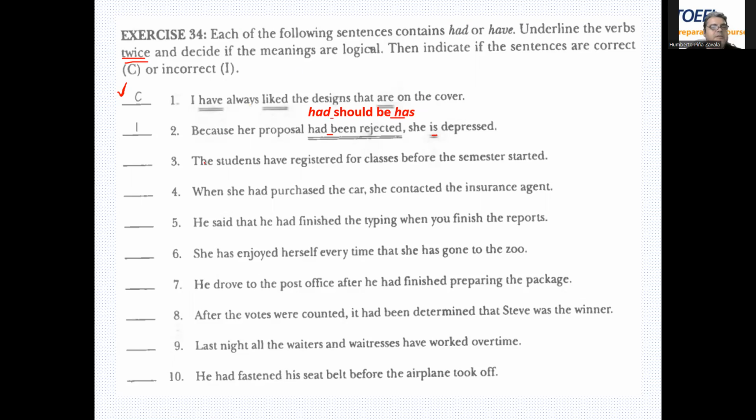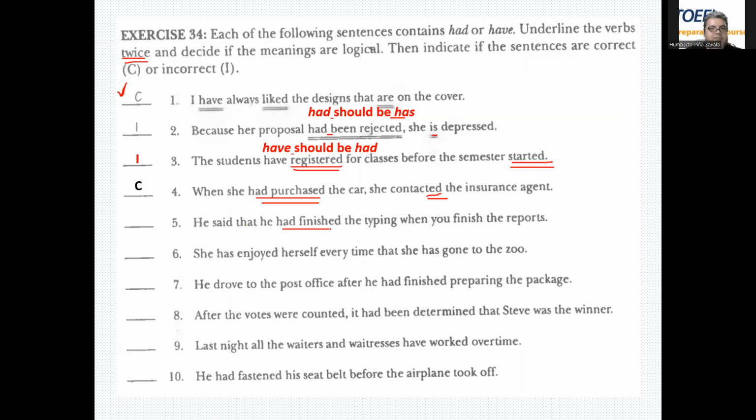Okay, now that you're back, let's see what you did. Students have registered for classes before the semester started. So it should be, the students had registered for classes before the semester started, everything in the past. When she had purchased the car, she contacted the insurance agent. So this is correct. First, she purchased the car, and then she contacted the insurance agent.